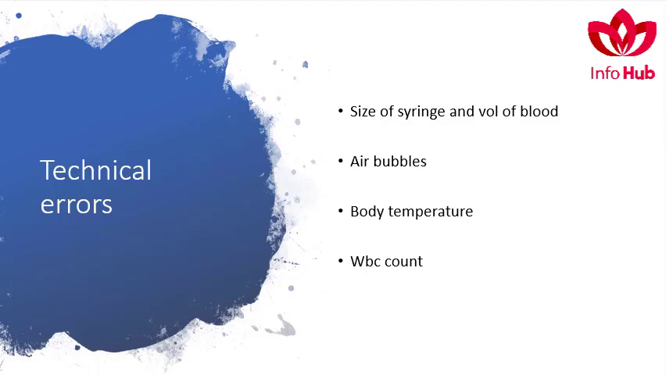You should be aware of the technical errors that can occur if the size of the syringe is not appropriate, the volume of blood taken is not adequate, or if there are any air bubbles, or if the body temperature is very low or very high; they can affect the values of arterial blood gases. Similarly, if the white cell count is too high or the patient has sepsis, it can affect arterial blood gas values. You should keep this in mind before interpreting arterial blood gas values.